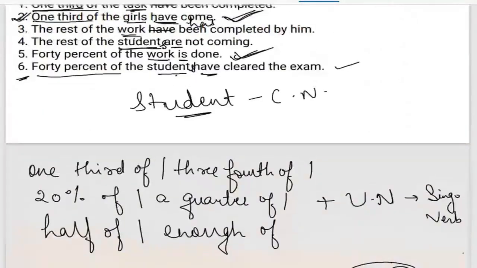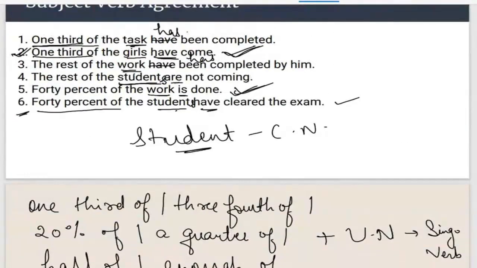Then what is the plural of student? Please reply. Students. So what will be used here? Students will be used here. That is the reason we are replacing student with students, because whenever a countable noun is used after these words, it is always used in its plural form. Is that clear to you now?